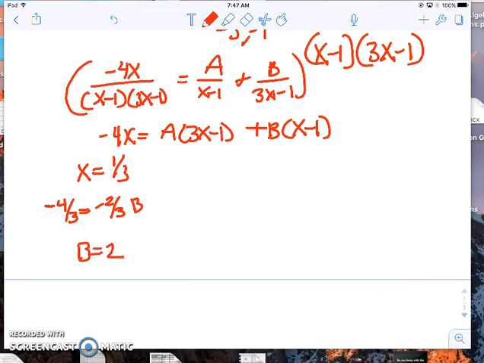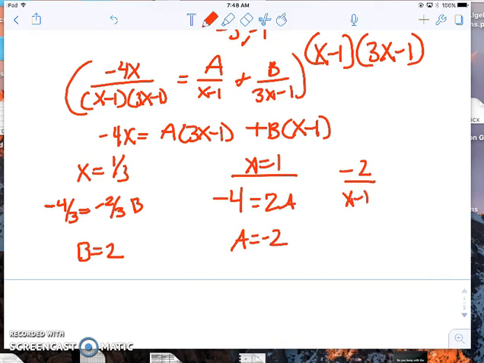Then our second case, x equals 1. So negative 4 times 1 is negative 4. 3 times 1 is 3, minus 1 is 2a. So that means a equals negative 2. So our final fraction, negative 2 over x minus 1 plus 2 over 3x minus 1.